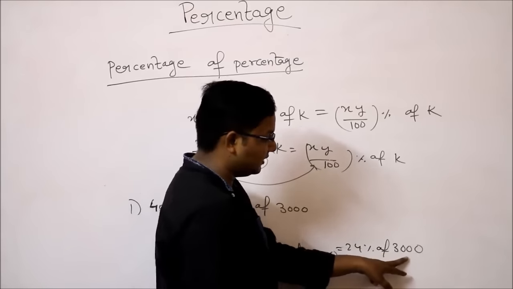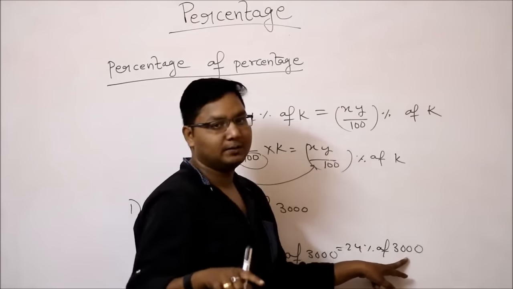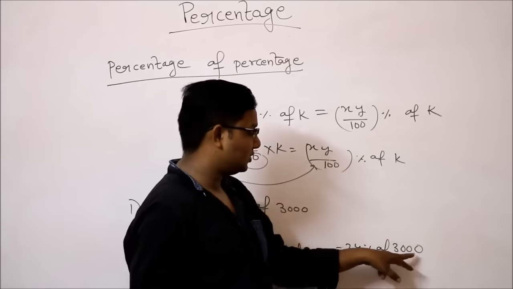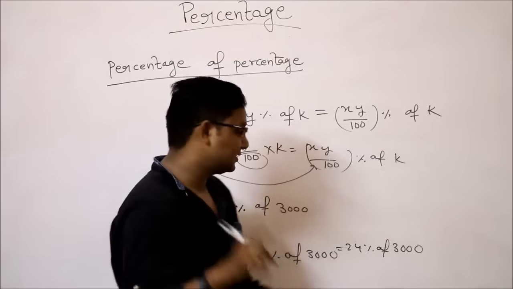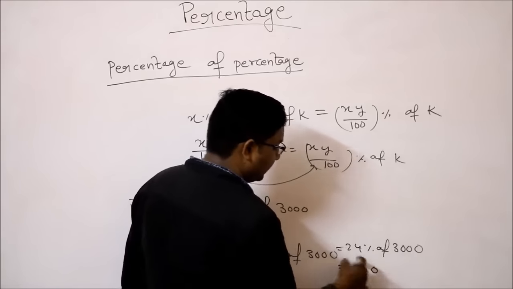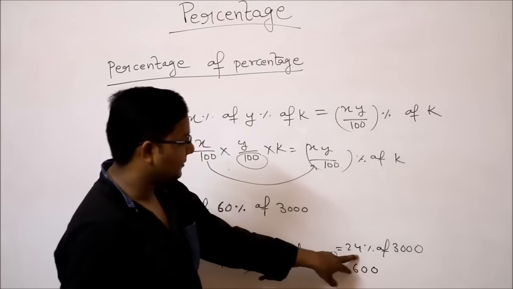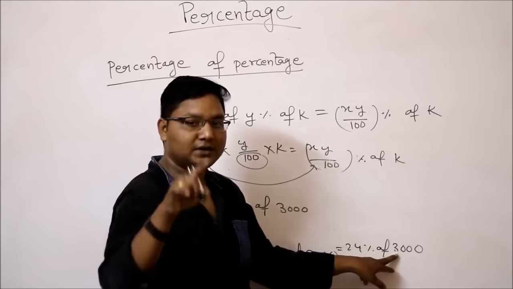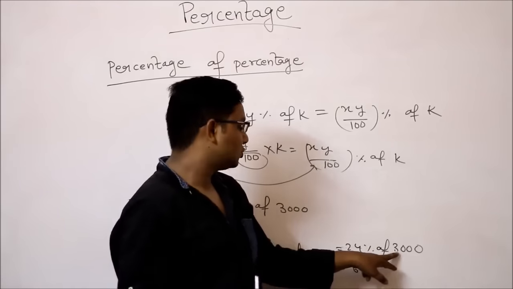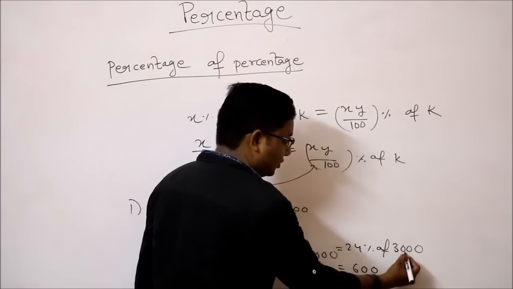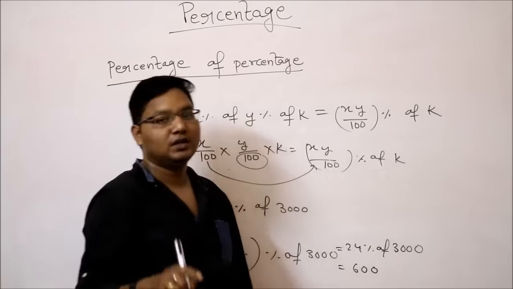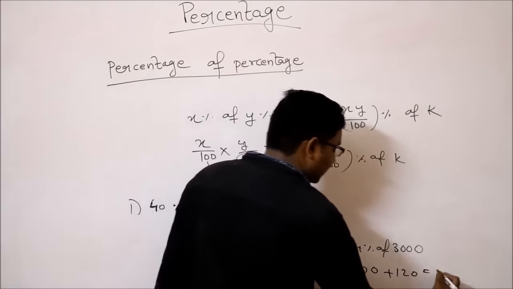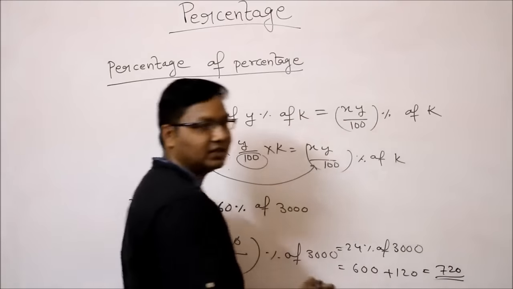How can we find 24% of 3000 in a simple way? 10% of any number is the number divided by 10. So 3000 divided by 10 is 300. So 300 is 10%, so 20% will be 600. The remaining is 4%. 1% of any number is the number divided by 100, so 1% is 30. So 4% will be 30 into 4, 120. So 600 plus 120 becomes 720. So 720 is the answer.